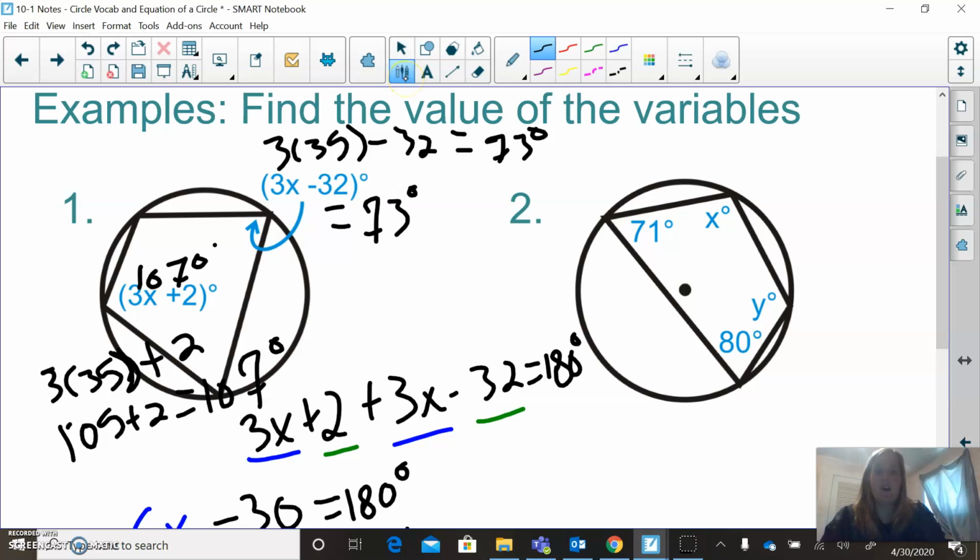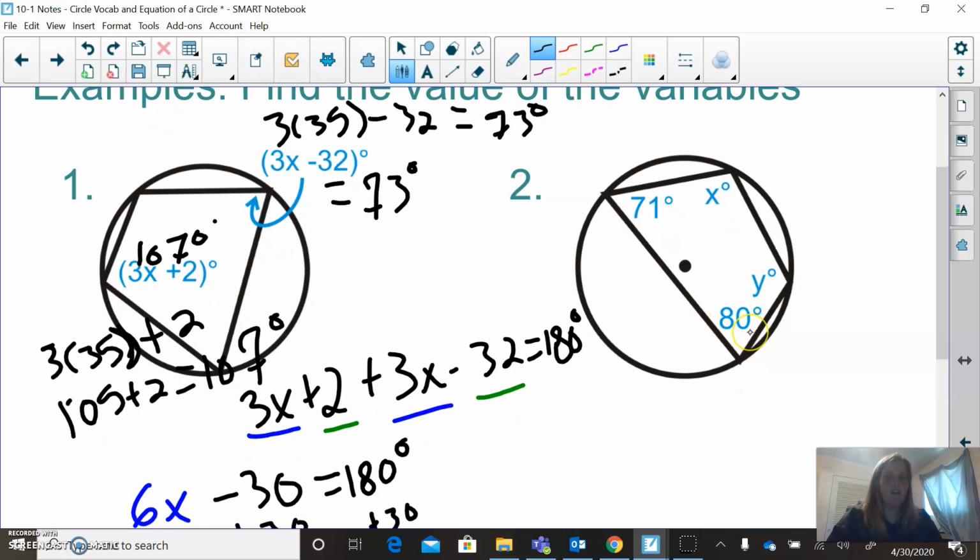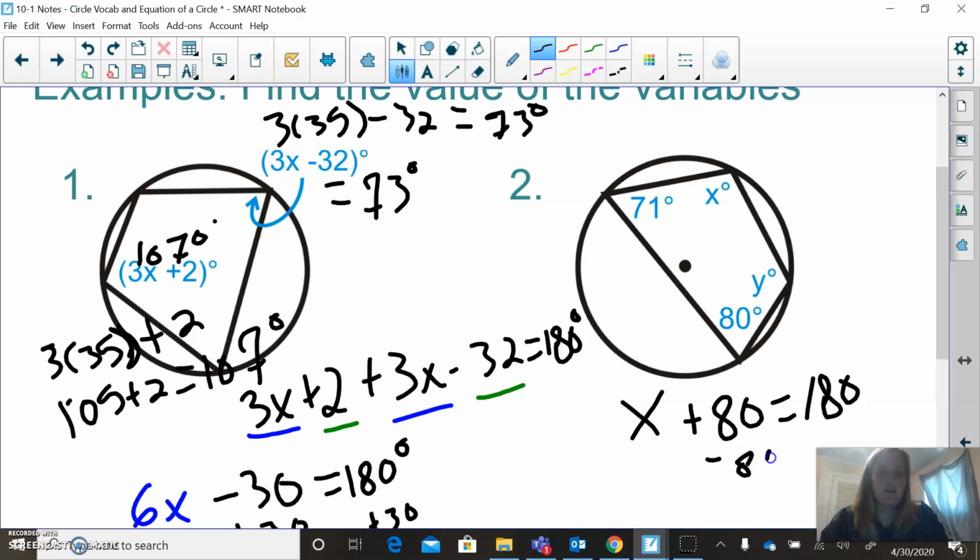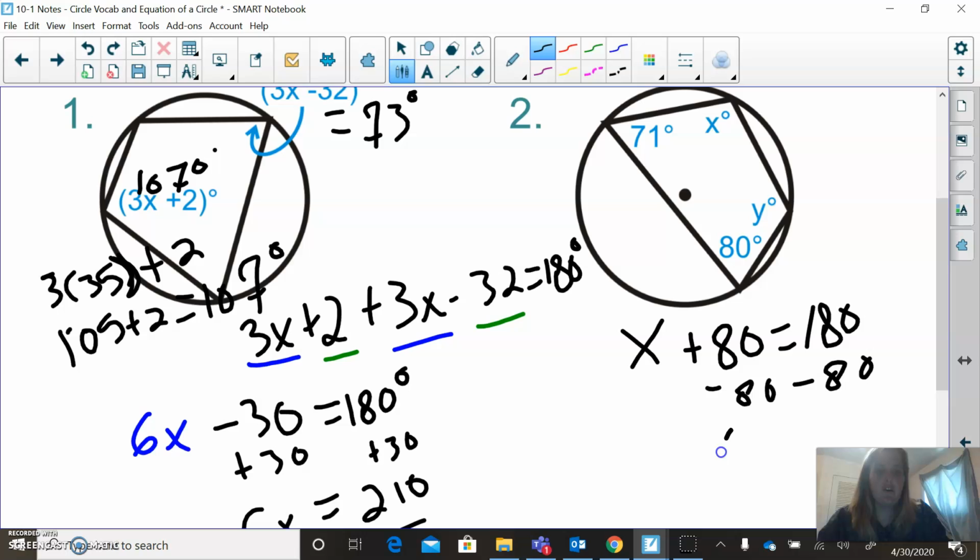So for question 2, remember opposite angles are supplementary, which means they add up to 180 degrees. So I want to find x first. So let's do x plus 80 is equal to 180. And then you subtract 80. So x equals 100. So it's 100 degrees, okay?